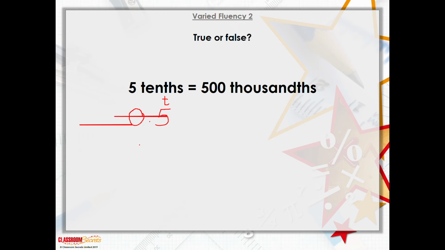But let's see whether that looks like 500,000ths as well. So what we need to do is do the 5/10ths again, but this time put some placeholders.